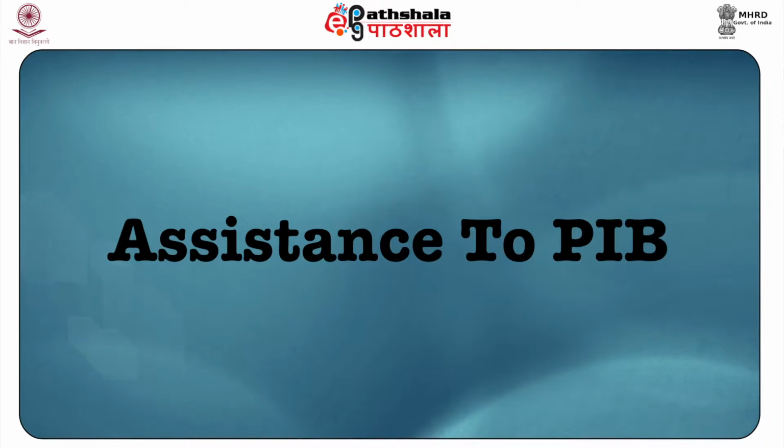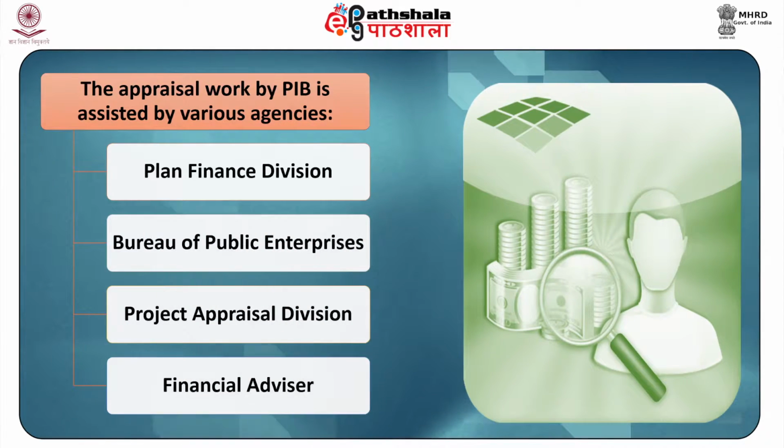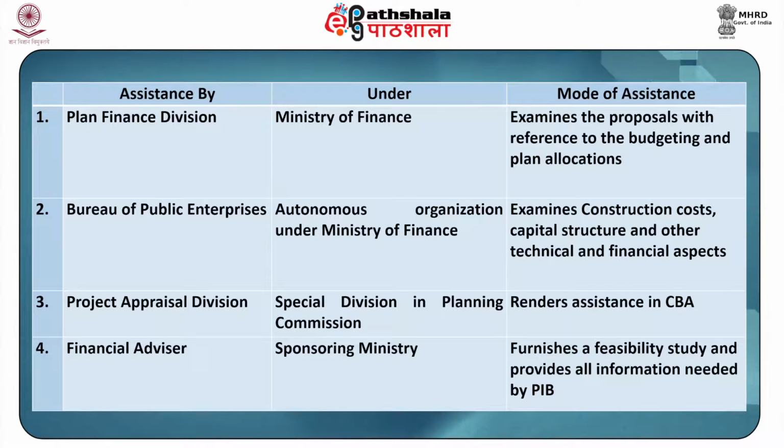Assistance to PIB. The appraisal work by PIB is assisted by various agencies, which are Plan Finance Division, Bureau of Public Enterprises, Project Appraisal Division and the Financial Advisor. The assistance by Plan Finance Division comes under the Ministry of Finance, and the mode of assistance is that it examines the proposals with reference to the budgeting and plan allocations.